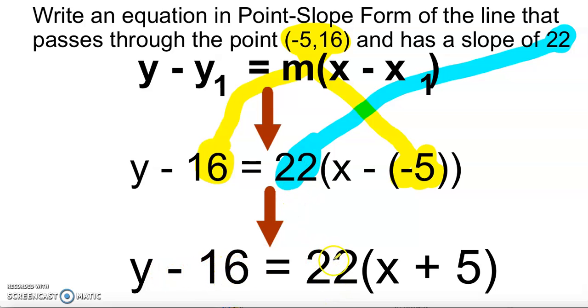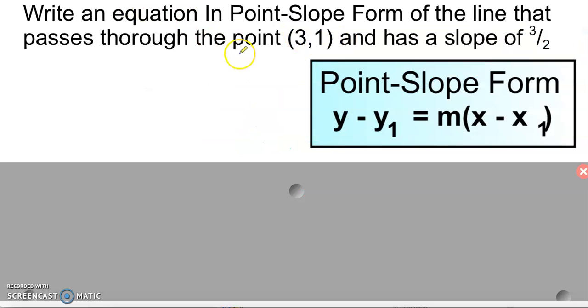My slope, there's nothing to simplify with my slope. I do have to simplify something here with my x because I have x minus negative 5. So I'm going to take this and it becomes, because it's minusing a negative, positive. So this becomes y minus 16 equals 22 times x plus 5 in parentheses. That's it. We're done. It's that easy to do. So let's take a look at a few more examples, right?